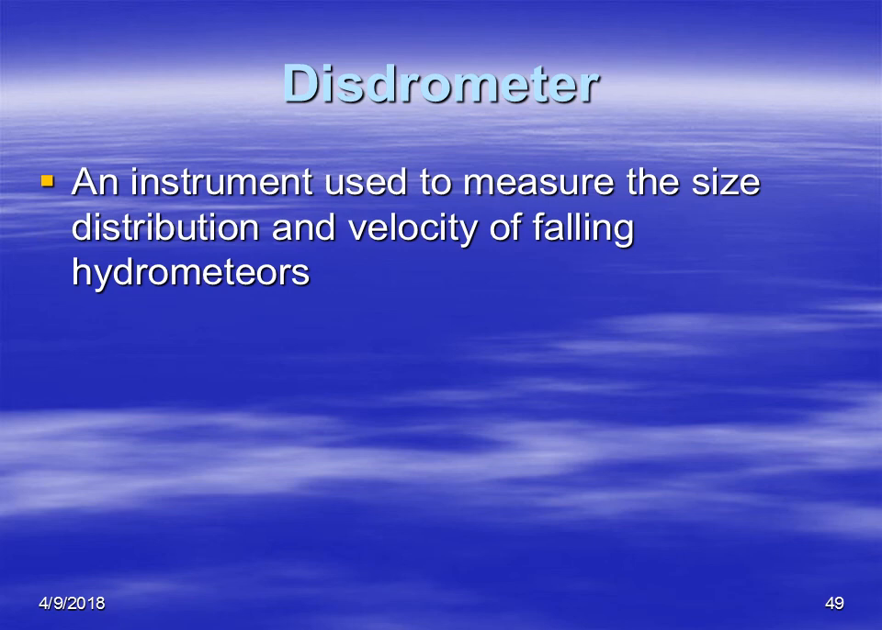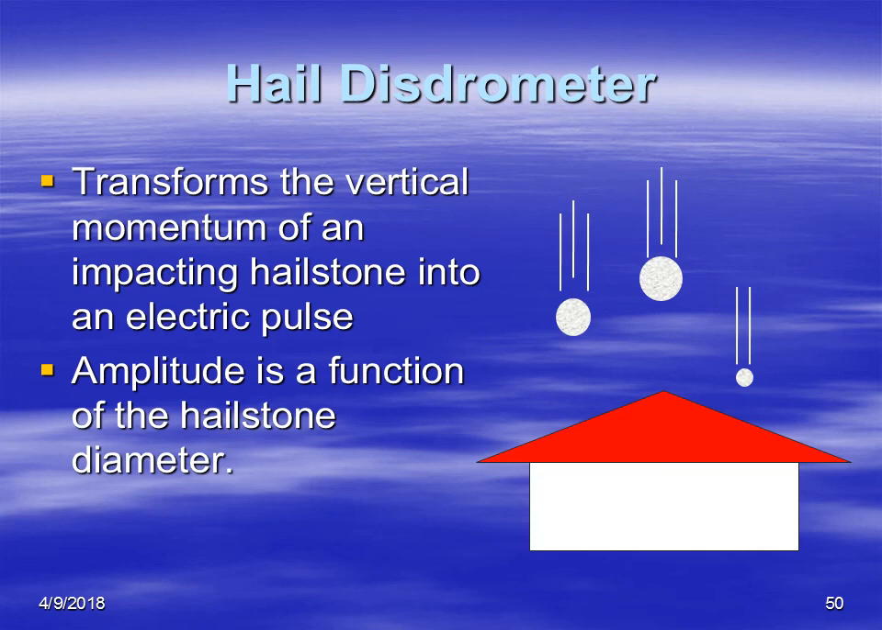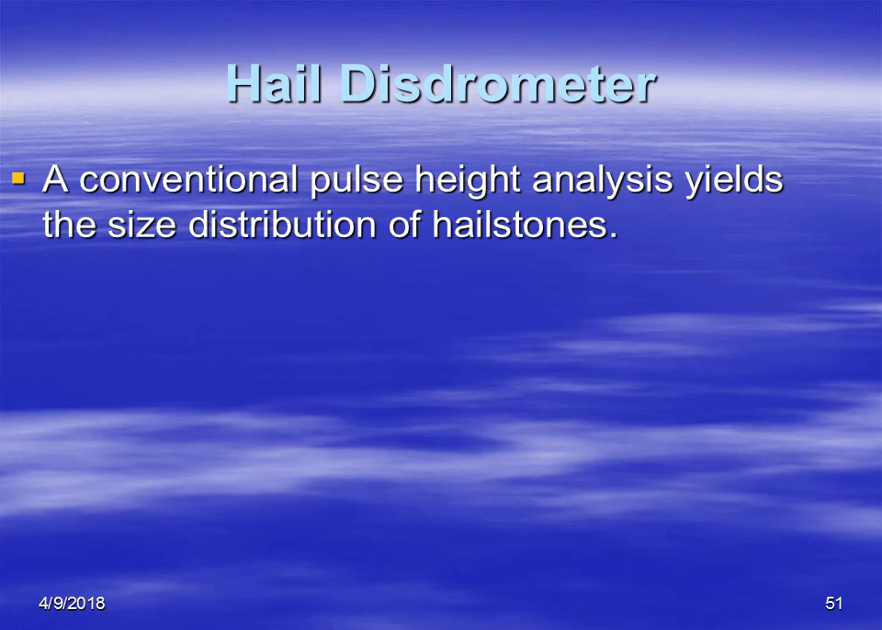A distrometer is an instrument that's used to measure the size, distribution, and velocity of falling hydrometeors. In this case, the hydrometeors are hail. And what happens is, as they fall, the momentum from the hail is converted to an electrical pulse. And the amplitude of that pulse is a function of the size of the hail. So, based upon the amplitude of the pulses that you get, that gives you a distribution of hail sizes.